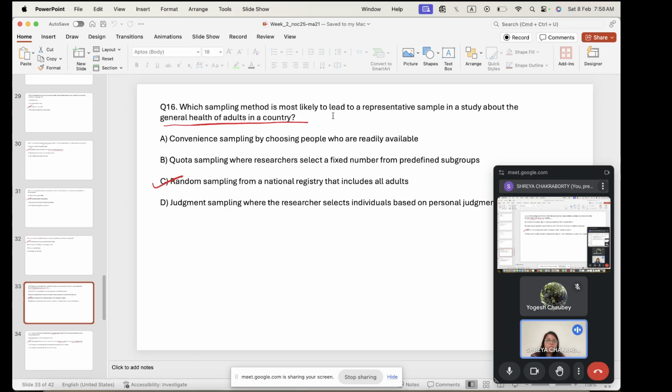Which sampling method is most likely to lead to a representative sample in a study about general health of adults in a country? Since it's general health, a random sampling from a national registry would work fine because that would represent all the individuals who are living in the country. Of course, we could do a convenience sampling, but that will be less representative.